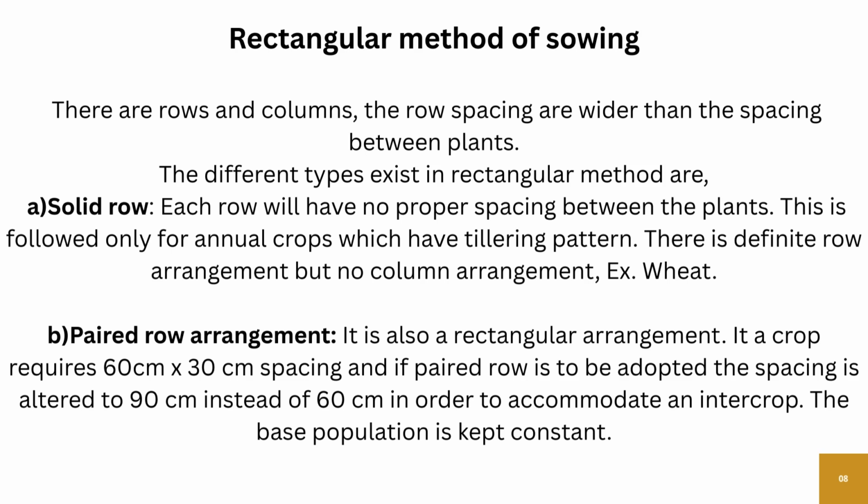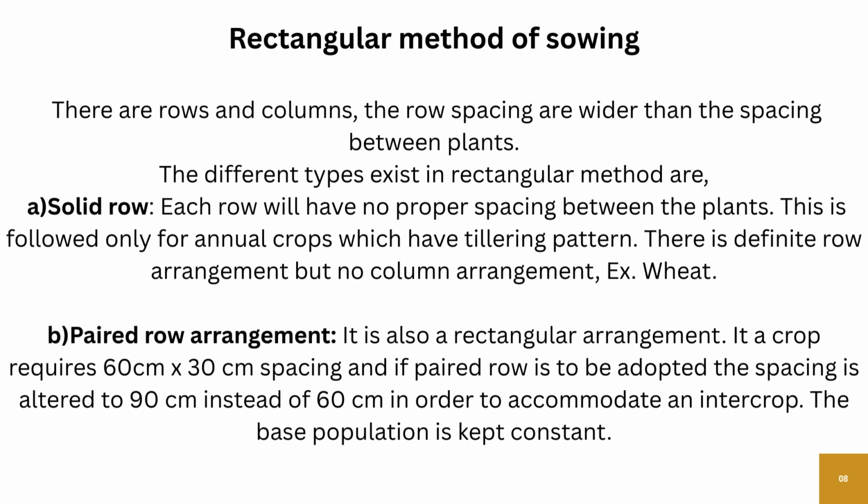Rectangular method of sowing. There are rows and columns. The row spacing is wider than the spacing between plants. The different types that exist in the rectangular method are: A, solid row. Each row will have no proper spacing between the plants. This is followed only for annual crops which have a tillering pattern. There is a definite row arrangement but no column arrangement, for example, wheat.